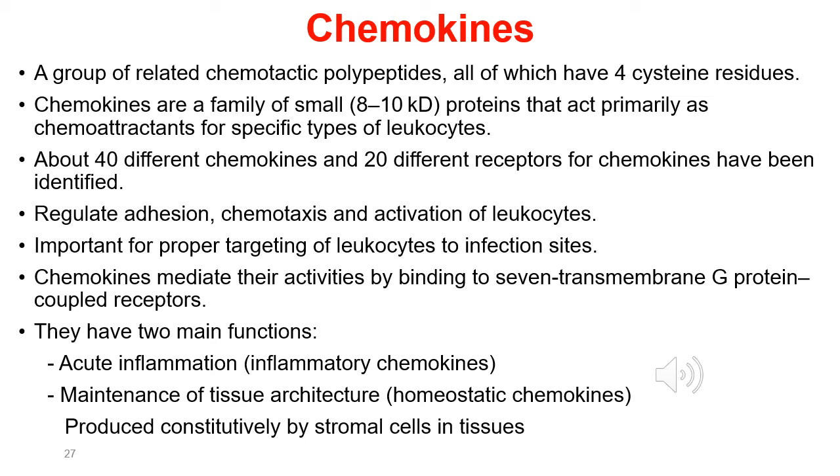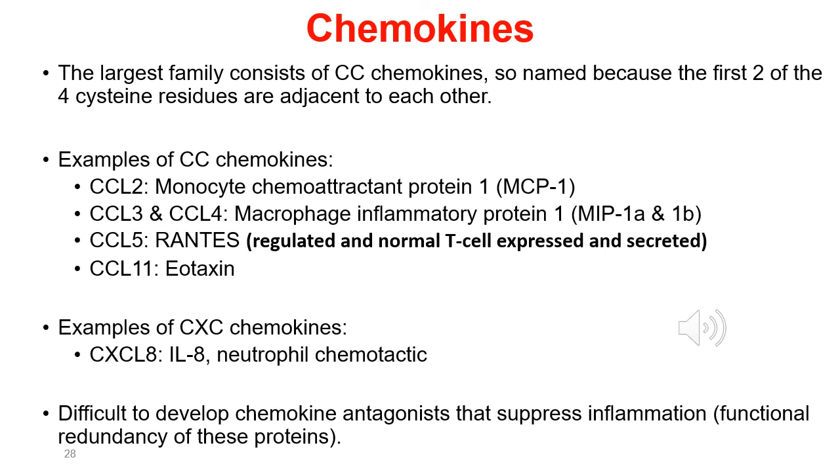They have two main functions: in acute inflammation as inflammatory chemokines, and also the maintenance of the tissue architecture, which we call the homeostatic chemokines. These are produced constitutively by stromal cells in tissue. There are different families and different types of chemokines. You are not required to memorize any of these because these are so detailed and there are so many of these chemokines. مش مطلوب منكم لا تحفظوا ولا شيء. بدي بس from this slide to know that it is difficult to develop chemokine antagonists that suppress inflammation because of the functional redundancy of these proteins. So it's very difficult so far to produce these antagonists for chemokines.